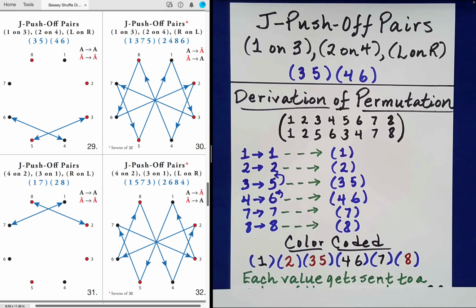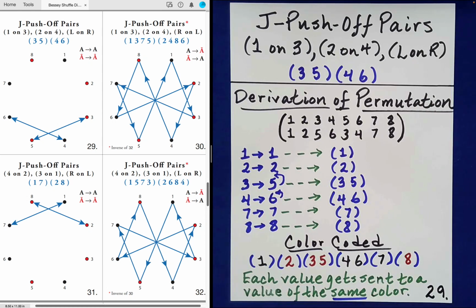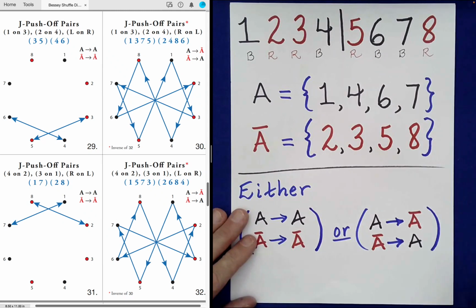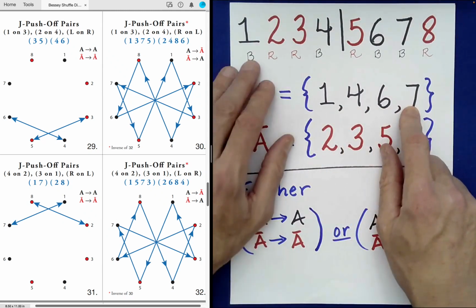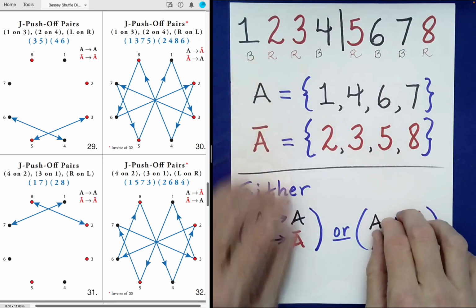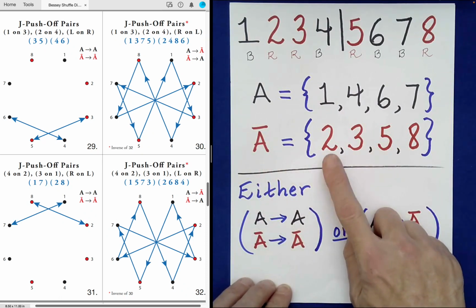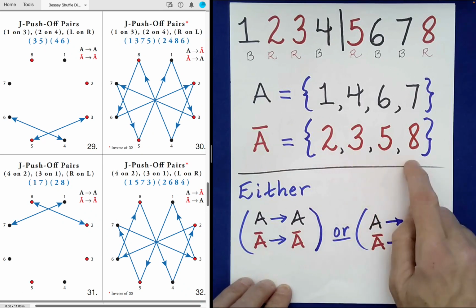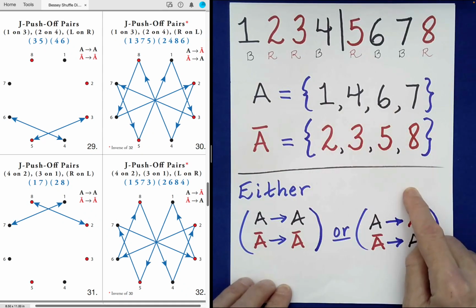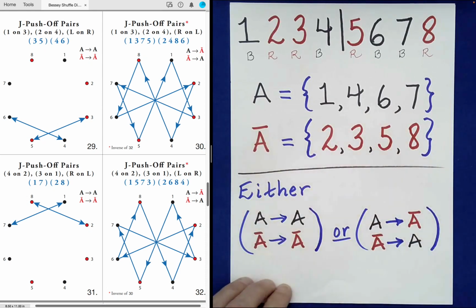Each value gets sent to a value of the same color. So what this means then is inversion has not occurred. All of the cards that began in positions 1, 4, 6, 7, in other words, these 2 and the 2 in the middle, get moved back to somewhere among those 4 position values. The same thing with the cards that originally began in positions 2, 3, 5, 8. They return to position values contained in a complement. So in other words, we're looking at this situation here.